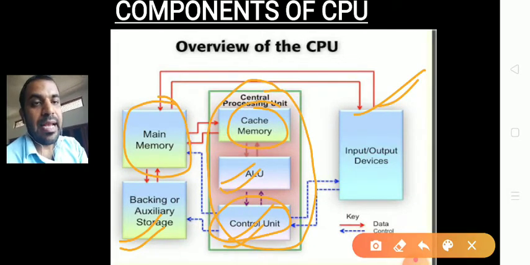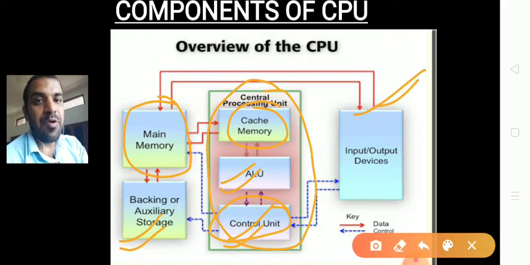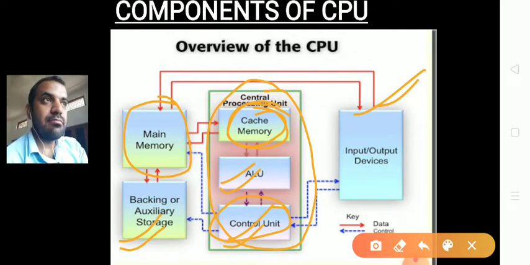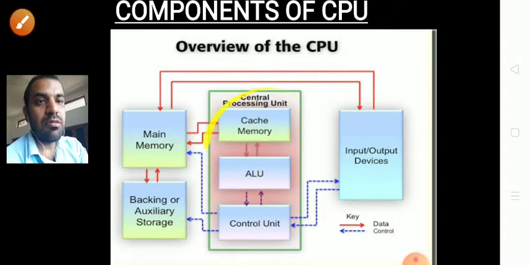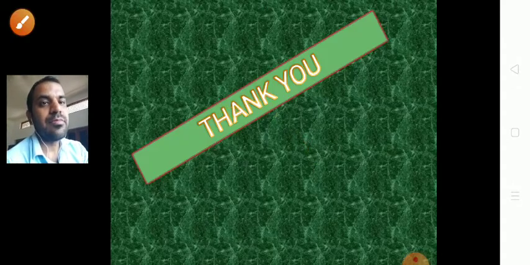And the last one is MU, memory unit. Memory unit is the cache memory, where your process is situated for some time. So this is all about the CPU.